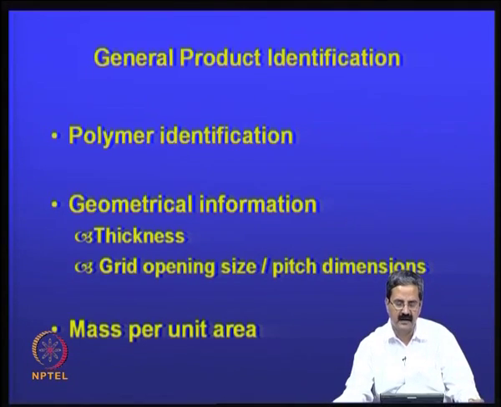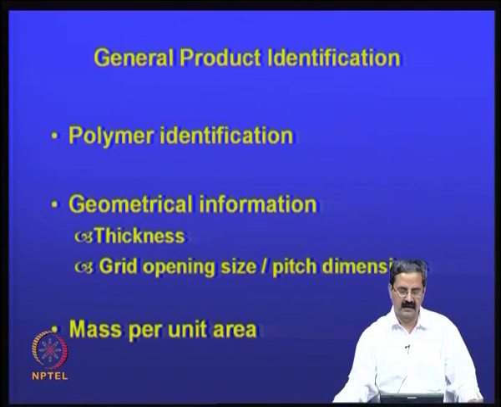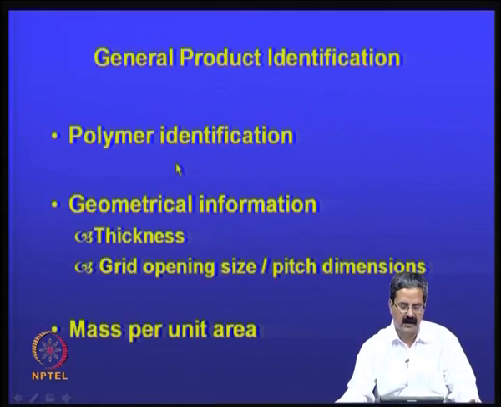Actually, we should first of all identify what that material is. If you have a geocomposite or a geogrid or a geotextile, we should be able to identify what type of polymer you have, because as I just mentioned, they are all polymeric materials, chains of carbon and hydrogen atoms. You should also know geometrical information, what is the thickness, grid opening size, and its mass per unit area, like what is the weight of that material. That is general product information.